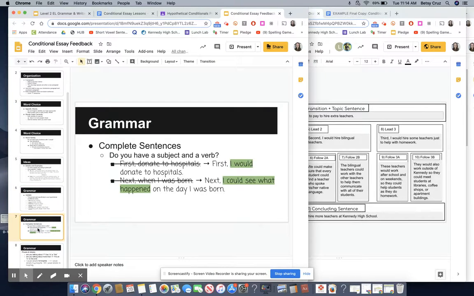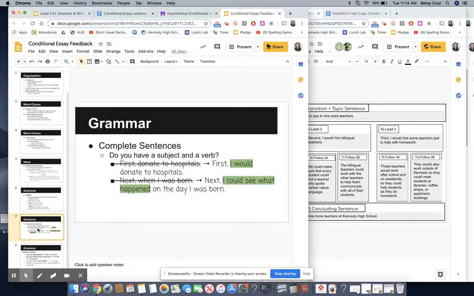Another common one is complete sentences. Remember, sentences in English need to have a subject. I see a lot of people's lead-off sentences say something like, first, donate to hospitals. That is a sentence that's missing a subject, so it's not even a sentence. It's very easy to fix. You can just add, I would. So change it to, first, I would donate to hospitals.